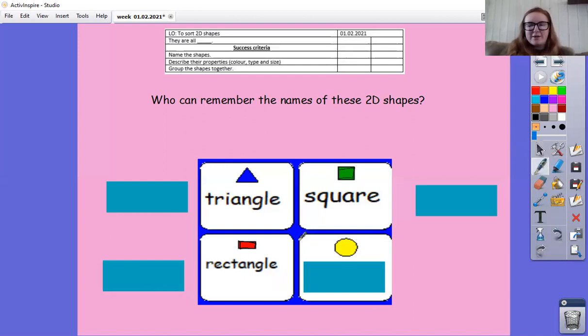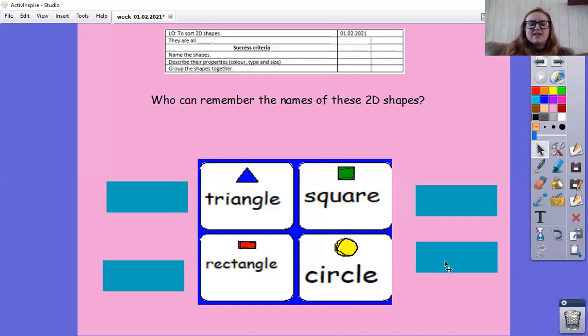Let's look at our last shape. Our last shape has 1 curved side. What shape is it if it has 1 curved side? It is a circle. Fantastic. So the 4 shapes that we are looking at today are triangle, square, rectangle, and circle. Can you say those with me? Triangle, square, rectangle, and circle. Fantastic. So those are the only 4 shapes we are looking at today.